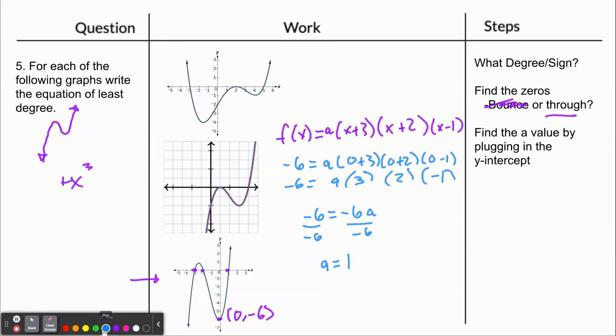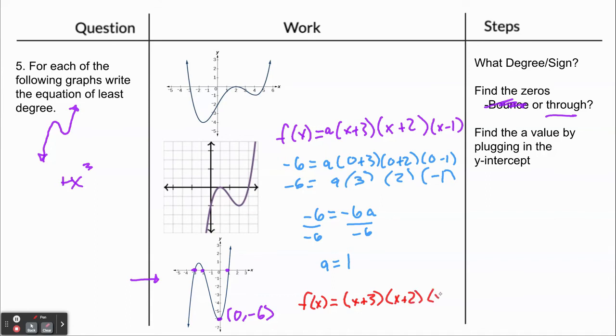So my final equation here is f of x equals 1, or I don't have to write it because 1 times anything is just that thing. So x plus 3, x plus 2, and x minus 1. So there's my final equation for the third graph.